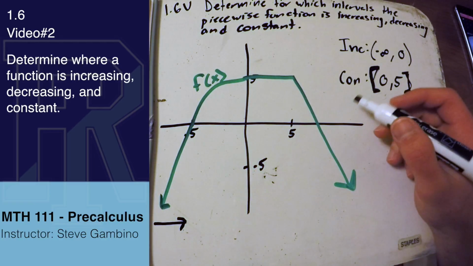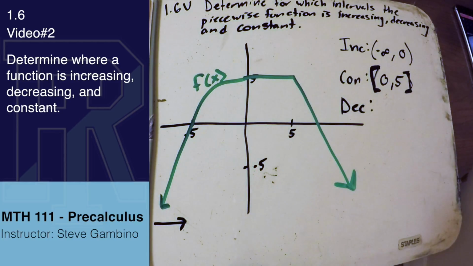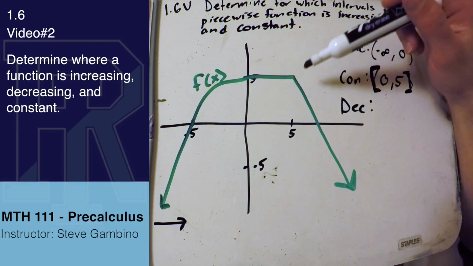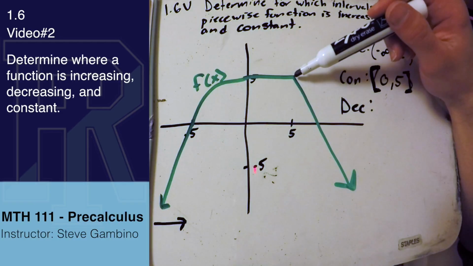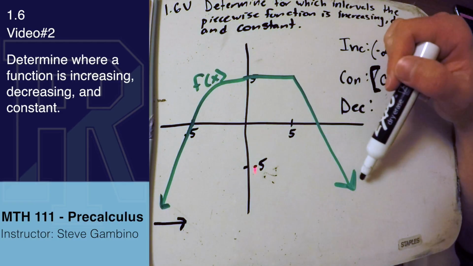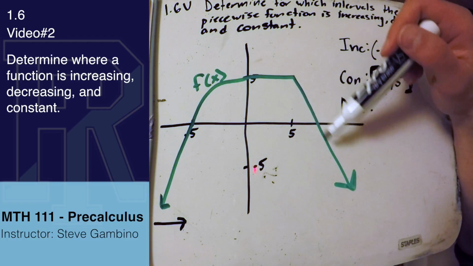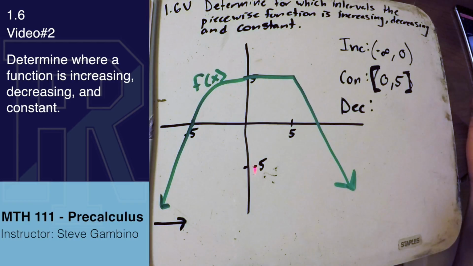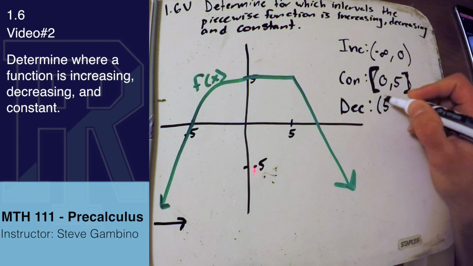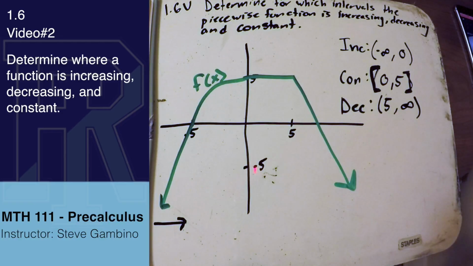And then lastly, we want to see when this is decreasing, and we can see clearly from 5 onward, if we go to the right along the x-axis, this green curve is going to get smaller and smaller and smaller. So from 5 to positive infinity, this function is going to be decreasing.